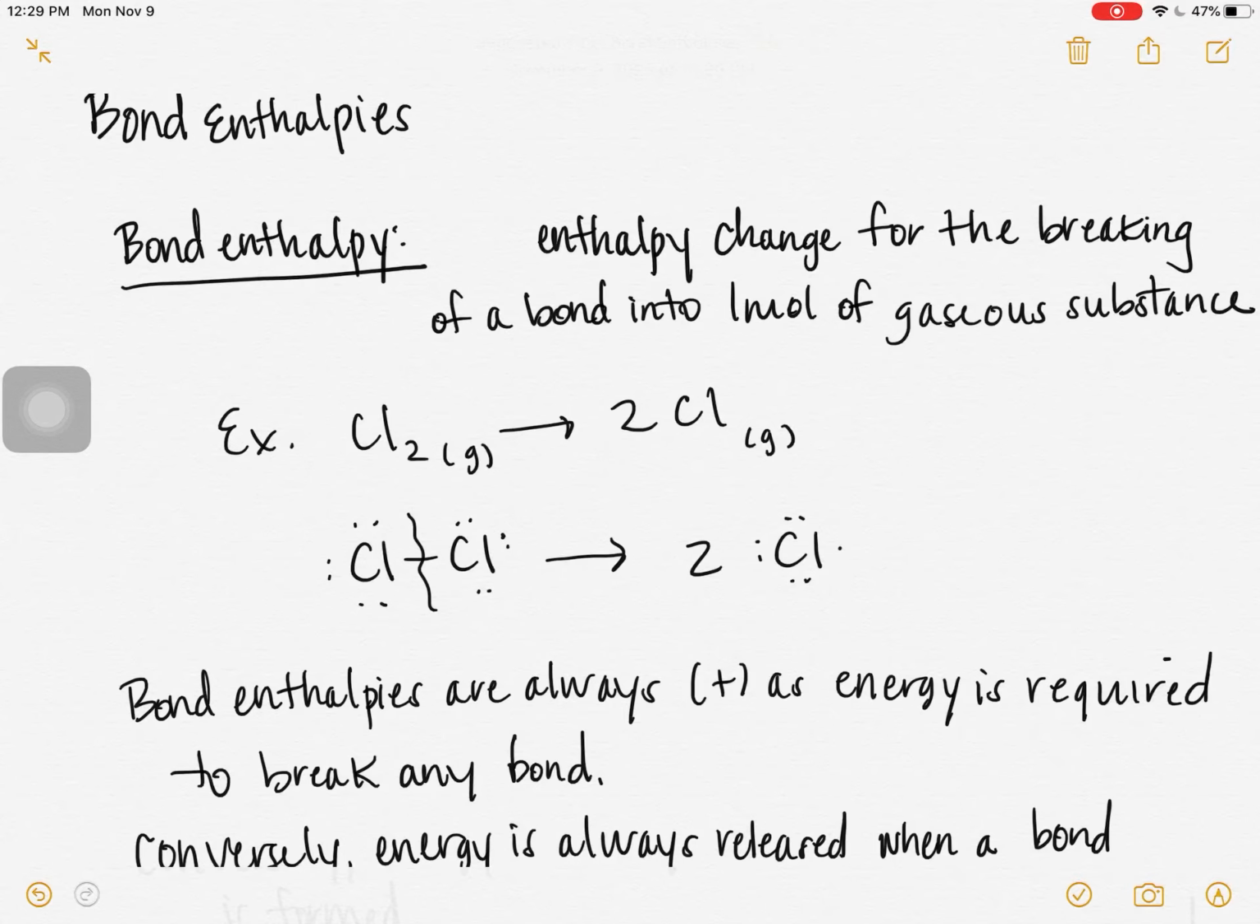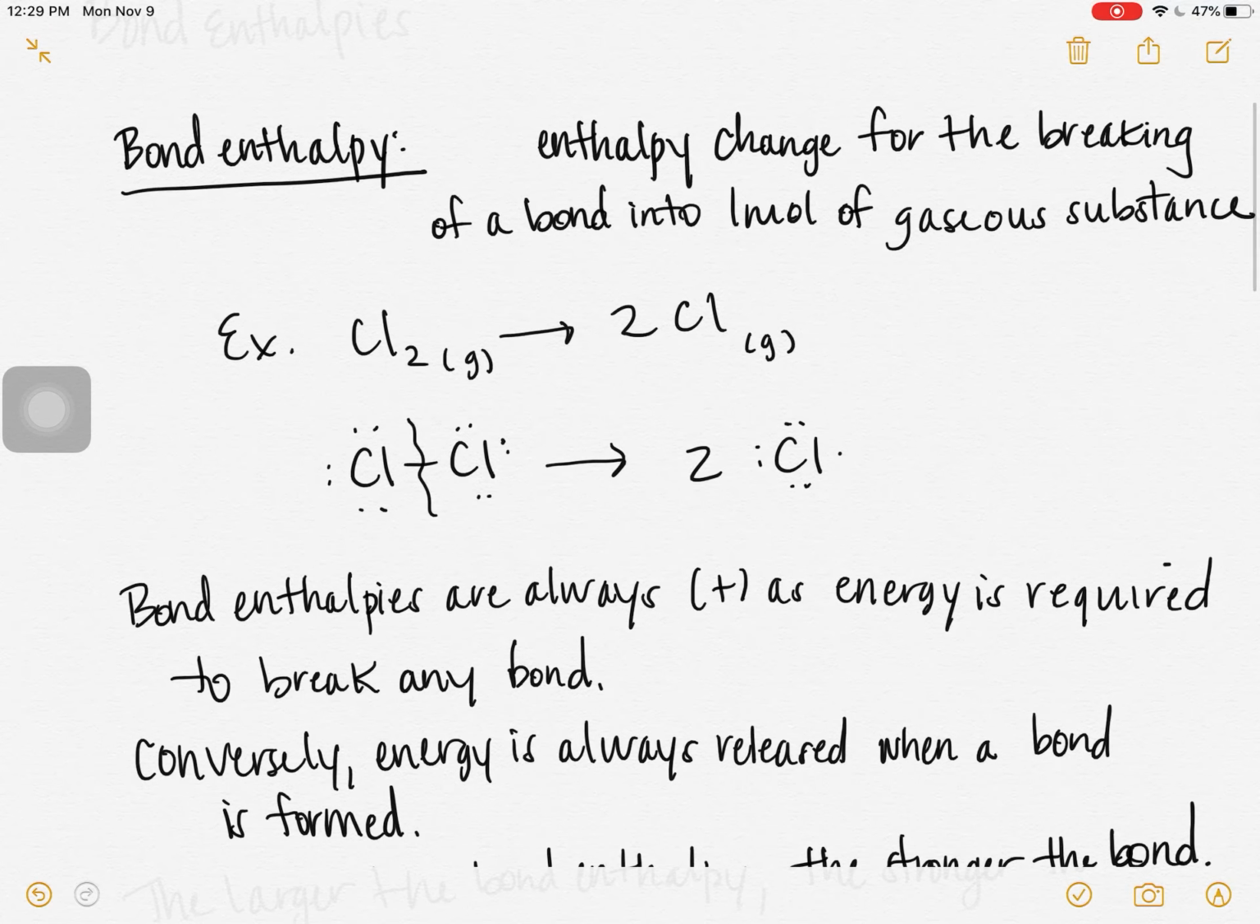Right, this video is on bond enthalpies, and we have already talked about bond enthalpies, so this will be a short discussion. It was back when we did thermochem, but we had yet to learn Lewis structures, and so I think it's important to come back and revisit this idea with our knowledge of Lewis structures.